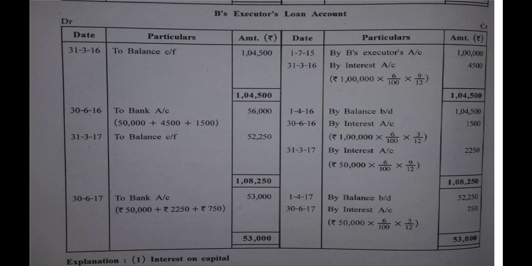So firstly, we have calculated the amount of interest for the remaining 3 months, which is 1,500. And then on the same date, on the debit side, if you will see, we have paid the first installment along with interest. Yes, so the previous 9 months and these 3 months make it a year for payment of the first installment.